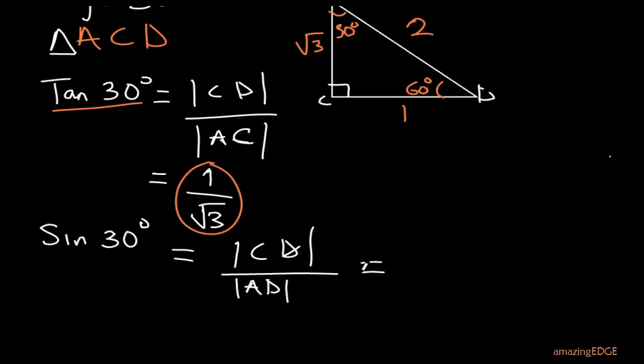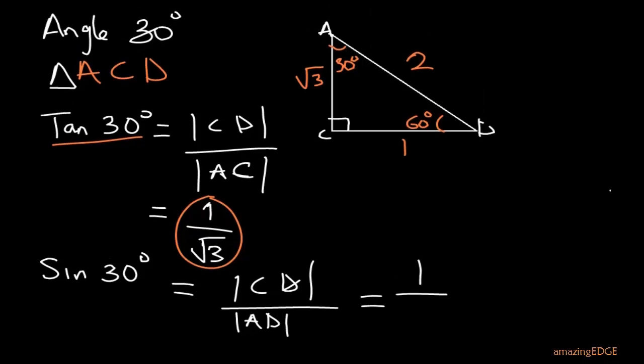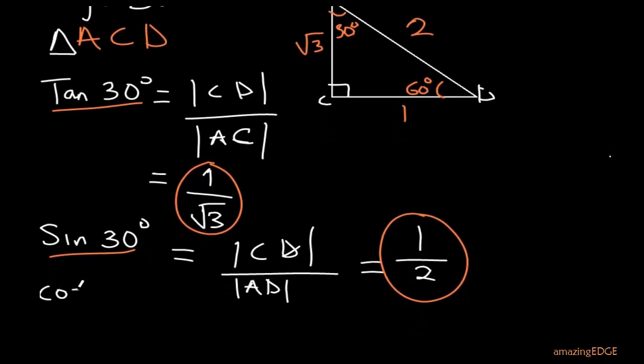So that will now give us, line CD is 1, then over line AD, which is the longest side, which is 2. Therefore, sine 30 degrees is 1 over 2, or half. And finally, we look at cos 30 degrees.